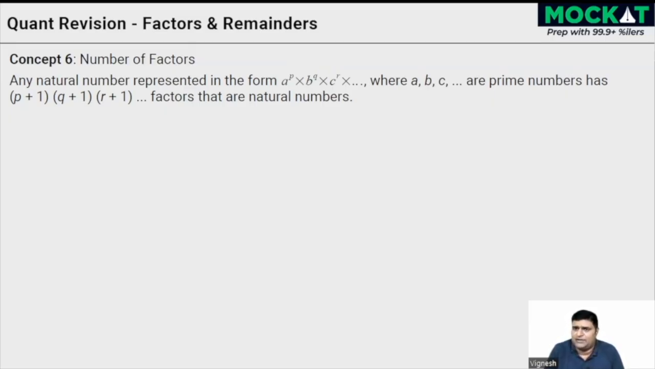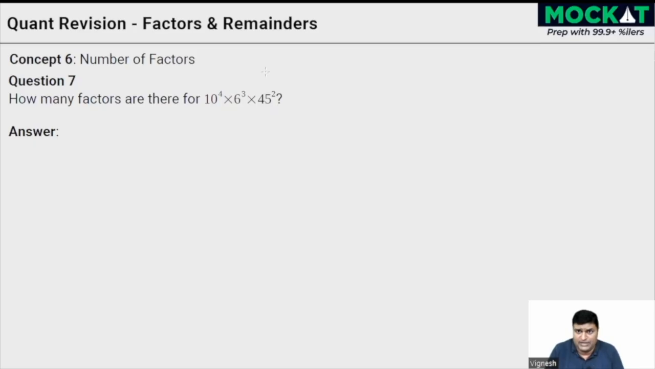So let's take up a simple example and see how to do it. How many factors are there for 10^4 into 6^3 into 45^2? We need to find the factors over here. Quickly, power plus 1: 5 into 4 into 3. No, can't do this. Conditions are important. Are these prime? They are not. So we need to prime factorize them. It's been written in some form, with some exponents, not in the prime factorized form.